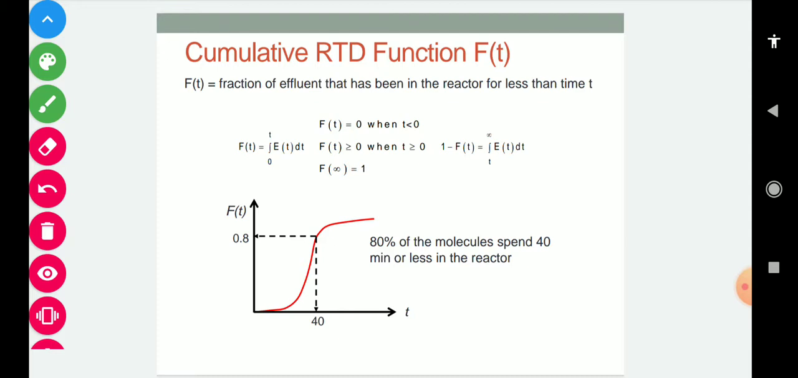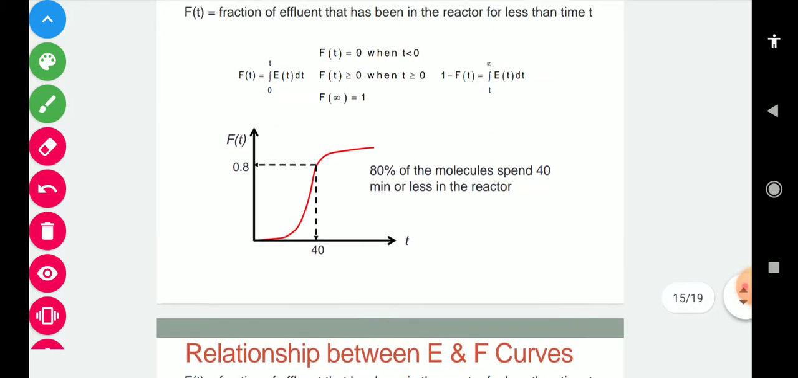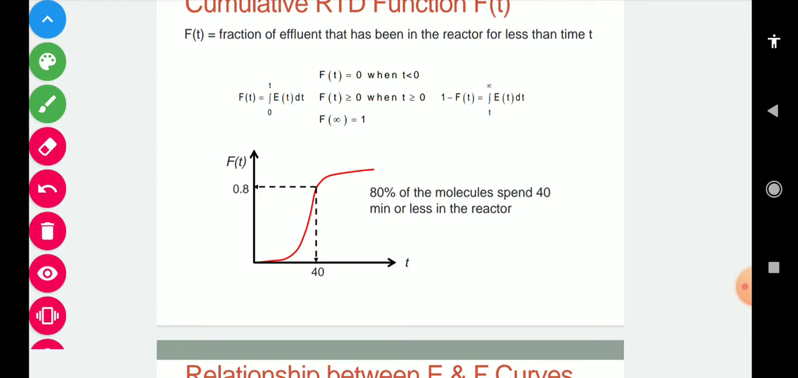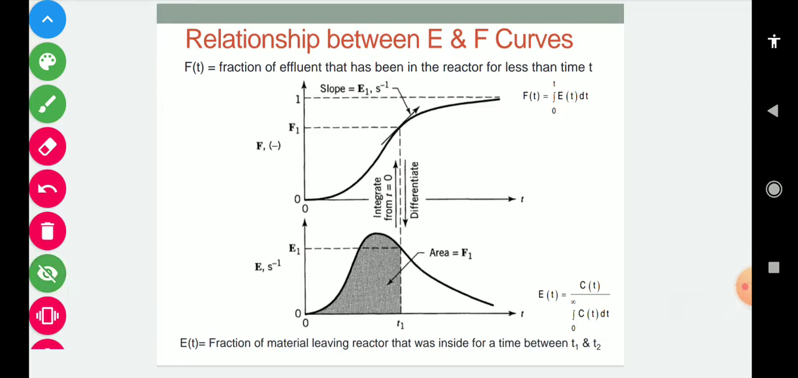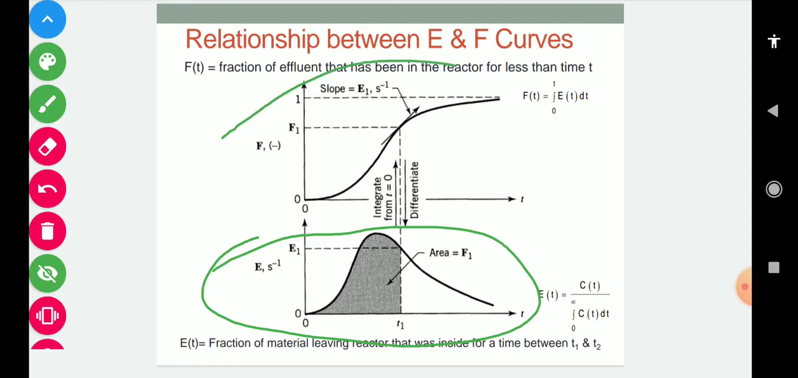That is also explained in this graph. So 80% of molecules spend 40 minutes or less in the reactor, as you can see over here. Now this is the relationship between E and F curve, because as I told you, F is nothing but the cumulative form of E(t). So if this is the E(t) curve, and we take the cumulative form of this curve, we will get this curve. This curve will continuously increase because it is cumulative, and when all the tracer come out from the reactor, the final fraction will be equal to 1.